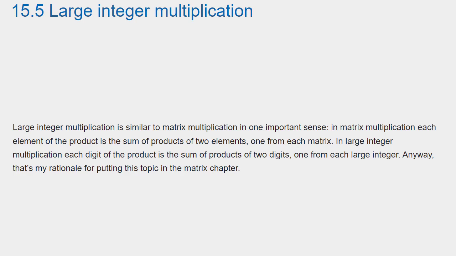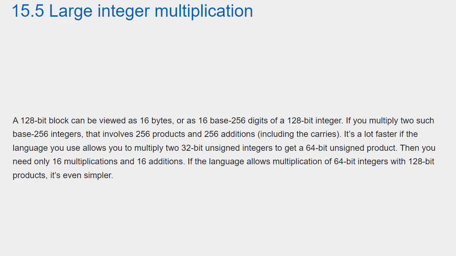Section 15.5. Large integer multiplication. Large integer multiplication is similar to matrix multiplication in one important sense. In matrix multiplication, each element of the product is the sum of products of two elements, one from each matrix. In large integer multiplication, each digit of the product is the sum of products of two digits, one from each large integer. Anyway, that's my rationale for putting this topic in the matrix chapter.